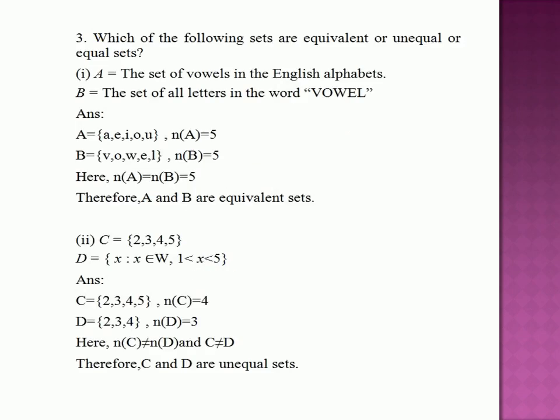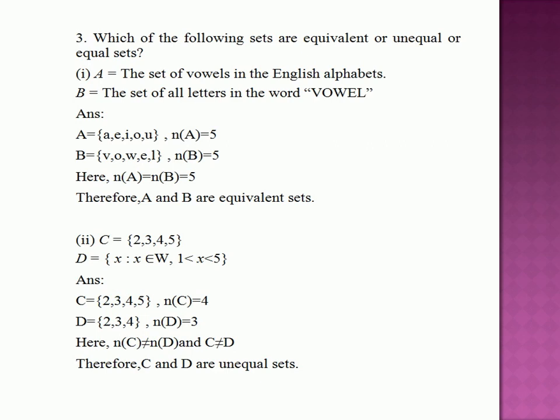Third question. Which of the following sets are equivalent, unequal or equal sets? Here equivalent means the number of elements in both sets is equal. Unequal means they will not be equal. Equal sets means the number of elements is the same and also the elements should be the same in both sets. Now we will move to the sum.